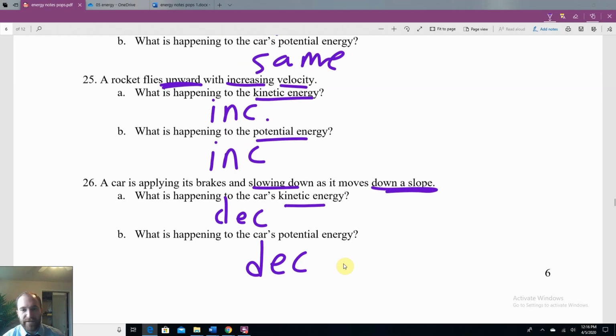All right, and that's it for this lesson. For Friday, you're just going to do that worksheet. If you have any questions on it, please email me, and I'll be happy to help you out with it. And other than that, that's it.